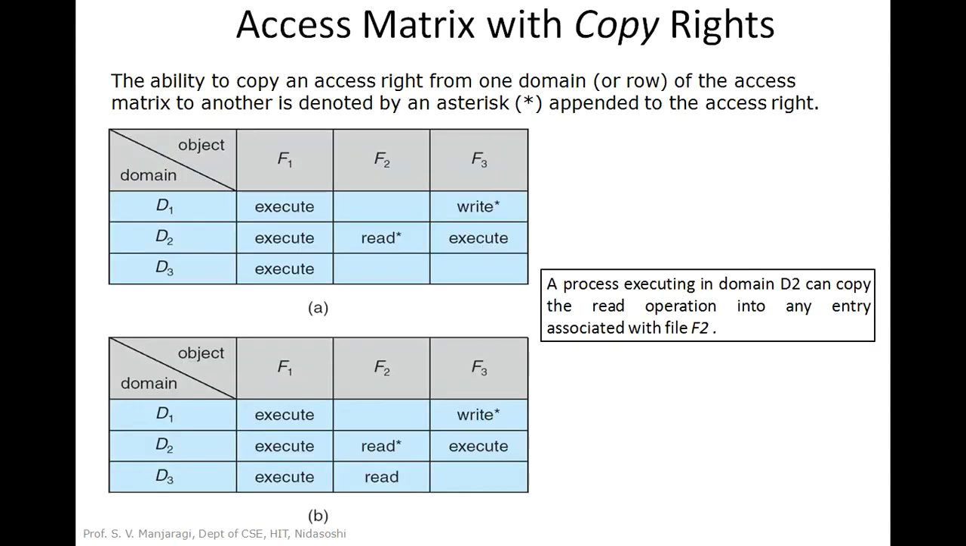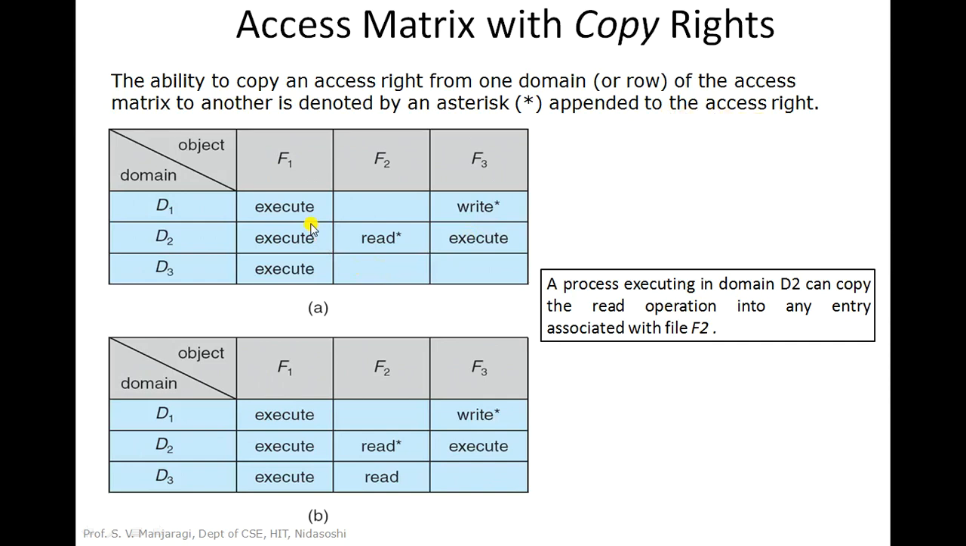Now let us see access rights with copy rights. Let us understand what a copy right is. It is the ability to copy an access right from one domain, or row of the access matrix, to another domain. It is denoted by an asterisk, which is appended to the access right.